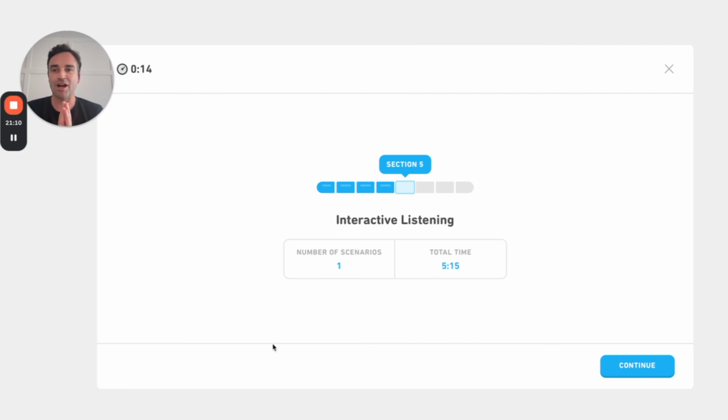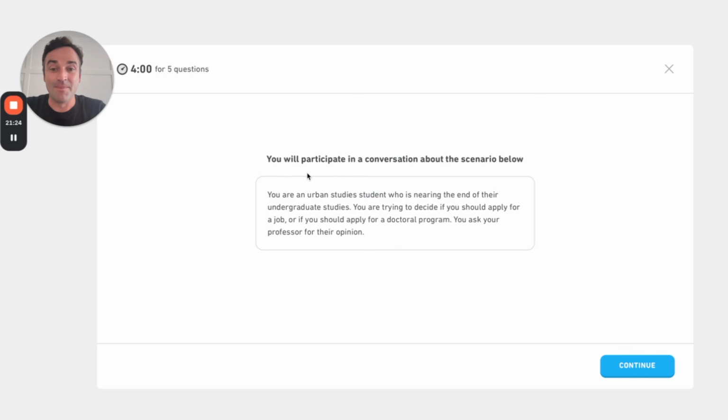Okay, that's done. Now moving on to section 5, which is interactive listening. Here you listen and participate in a conversation. After that, you have to summarize it in writing. So yeah, it's quite a tricky one. Let's get to it. All right, very important that you read and understand this. This is the context of the conversation. This is the vital information. If you don't know this, then it's really difficult to get the correct answers during the listening.